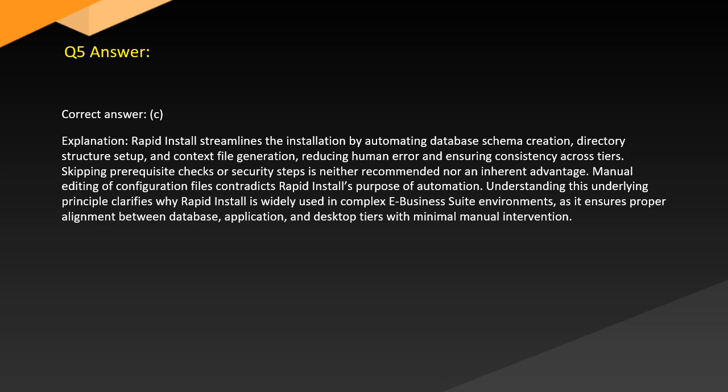Answer. Correct answer, C. Explanation. Rapid Install streamlines the installation by automating database schema creation, directory structure setup, and context file generation, reducing human error and ensuring consistency across tiers. Skipping prerequisite checks or security steps is neither recommended nor an inherent advantage. Manual editing of configuration files contradicts Rapid Install's purpose of automation. Understanding this underlying principle clarifies why Rapid Install is widely used in complex business suite environments, as it ensures proper alignment between database, application, and desktop tiers with minimal manual intervention.